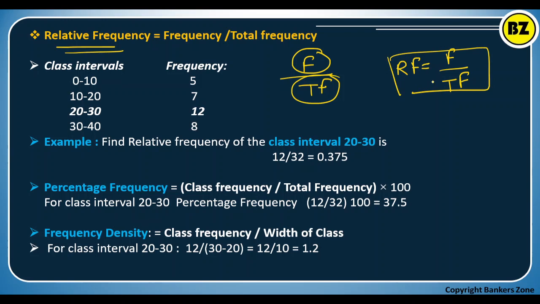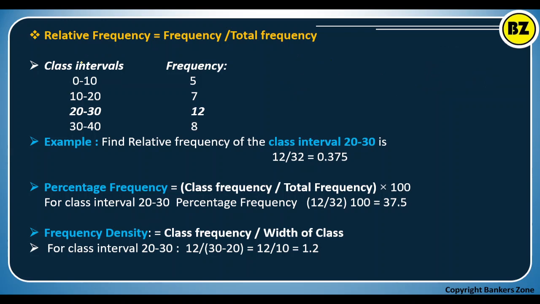Okay, now see, through an example you will get it. These are the class intervals: 0 to 10, 10 to 20, 20 to 30 and 30 to 40. And the frequencies given are 5, 7, 12, 8. So class interval is given, frequency is given. Through this example we learn: find the relative frequency of the class interval 20 to 30.